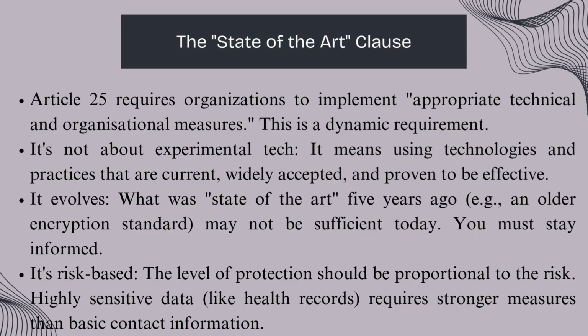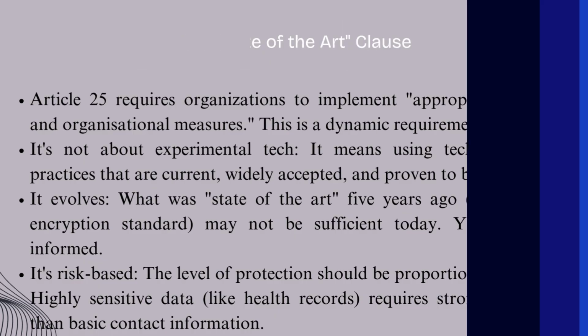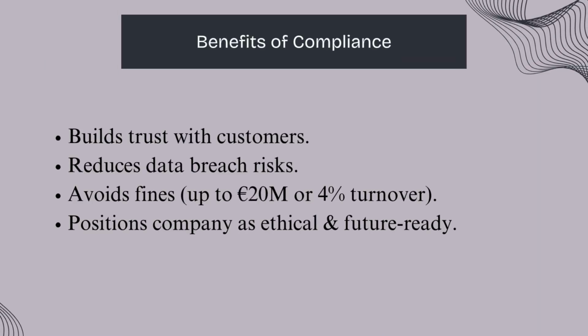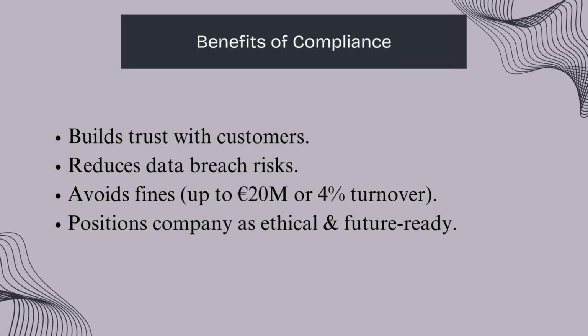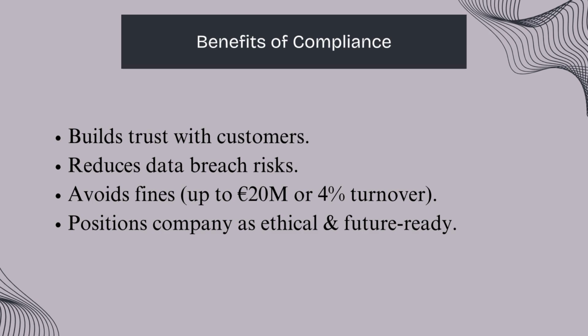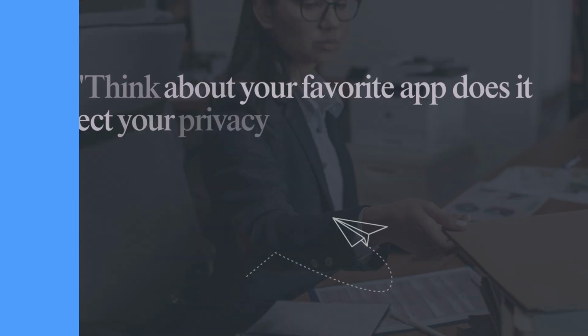For example, a hospital processing patient data must use stronger measures than a local shop storing names and emails. This principle is proportionality. The higher the risk, the stronger the protection required. So, staying current with technology is not just a best practice, it's a legal obligation. In the next slide, many companies see Article 25 as a burden, but it's actually a huge opportunity.